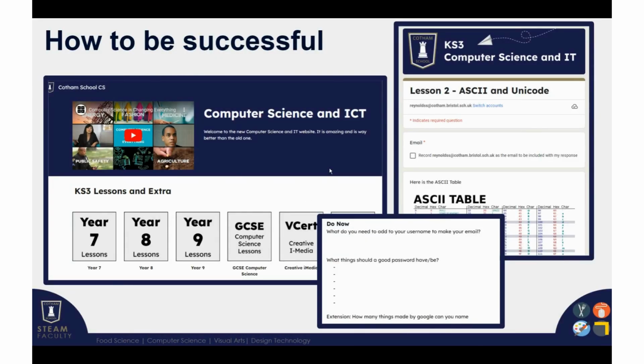How to be successful then? Well, the main way to be successful is to make sure you're engaged with our website, this Computer Science and ICT at Cotham website. It has all of the resources from Year 7 all the way up to A-level linked on it. Here is an example of a do now task that students are expected to complete at the start of every lesson. And here is an example of one of the quizzes that we bookend our lessons with.